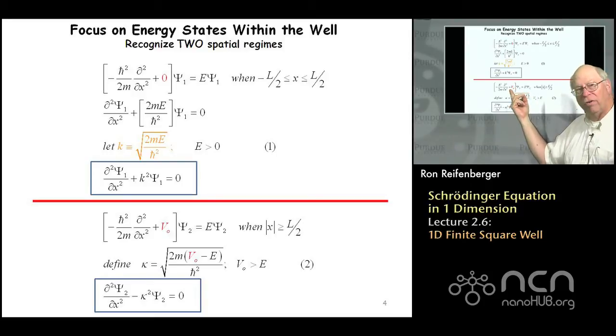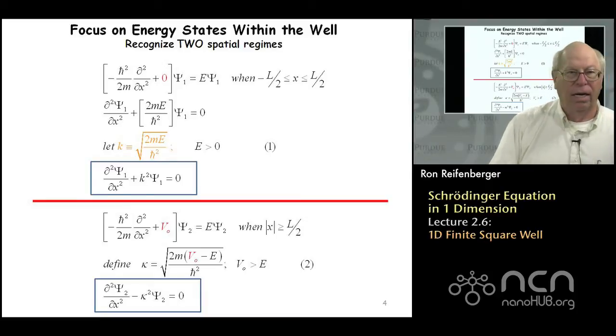And so V0 now has to be put into Schrödinger's equation when x is greater than L by 2. And that implies that if we define another parameter called kappa, given by the difference between V0 and E, then we can write Schrödinger's equation in this region of space in this form. And notice the only difference here is that up here we've got plus k squared, down here we've got minus kappa squared. So there's a change in sign of this constant.